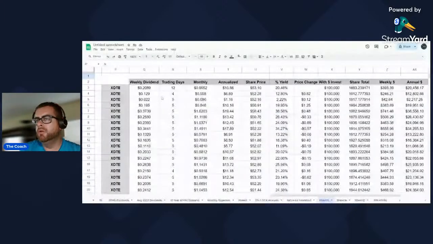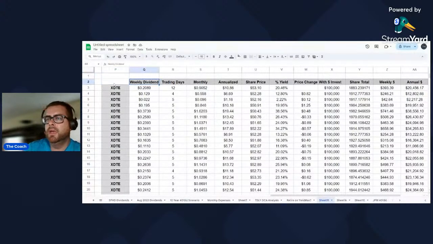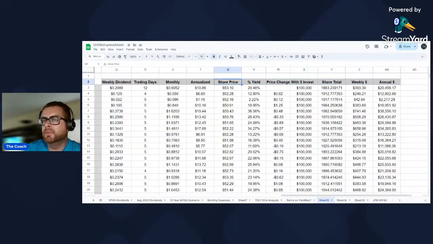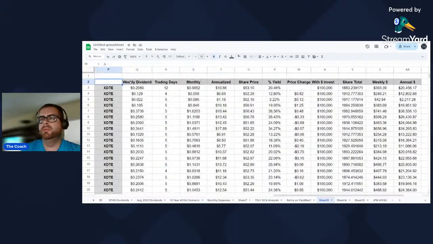For those of you that are new to the channel, let me just go over. Every week I cover the dividends for XDTE and QDTE. I put down what they are weekly, the number of trading days in the period. I do it on a monthly basis, then I annualize it. I take the current share price, the percent yield, the price change, and then hypothetically $100,000 invested, how many shares it would get us, the weekly dividends, then the annual dividends. So I take all of that and I put it in.